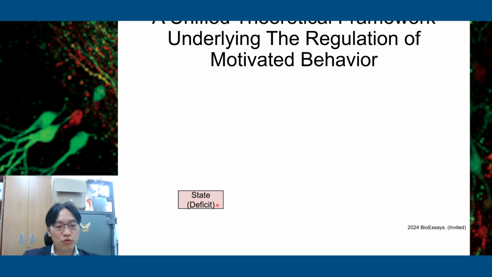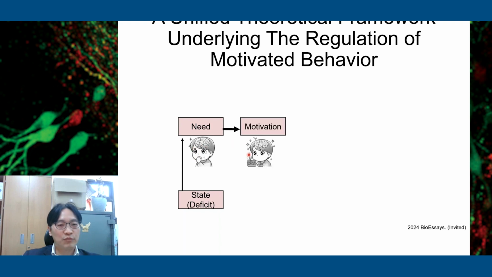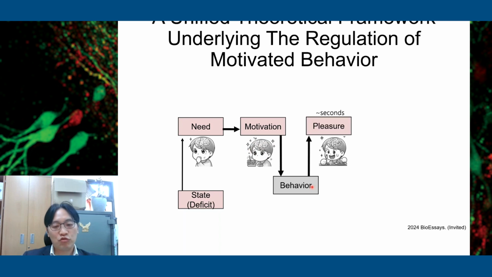In my view, all animals measure their state, and if there's a deficit, your brain calculates that you need something. You need like 500 kilocalories of any food. Yeah, you can eat pizza or you can eat cake, but I'm gonna eat hamburger. So I have a motivation for hamburger, and then that drives the behavior toward the hamburger.